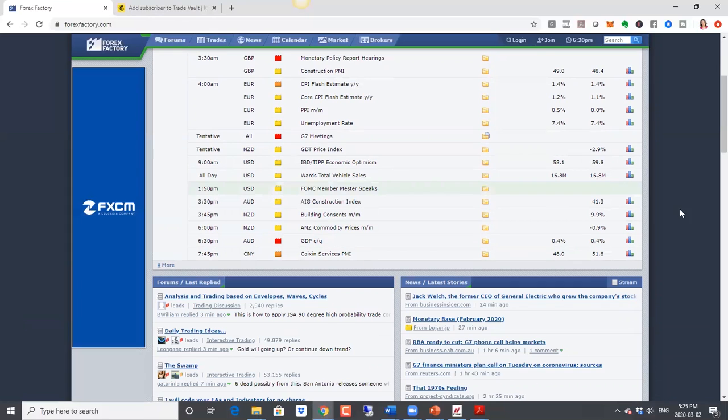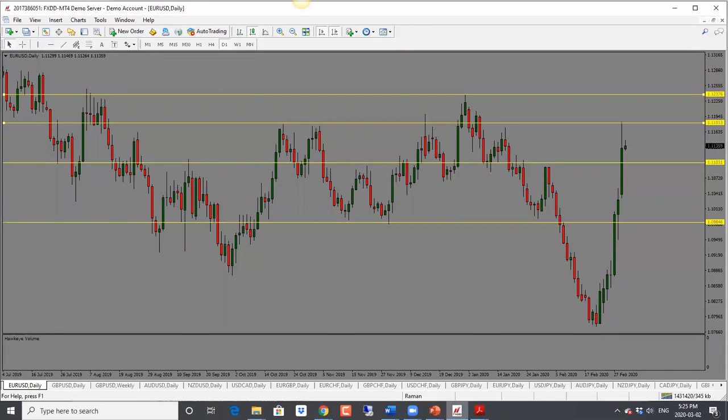So that's what we have in terms of news coming up. So let's go on to our charts now. And we'll start off with euro dollar here. As we talked about, this price has just been a one-way street.